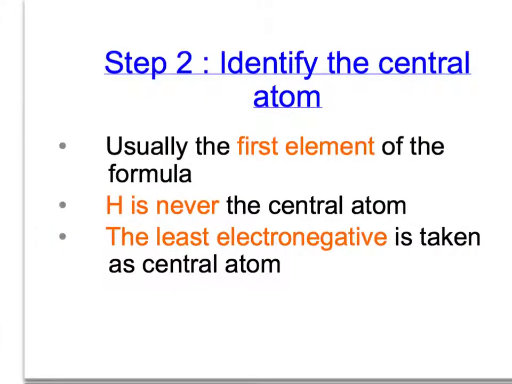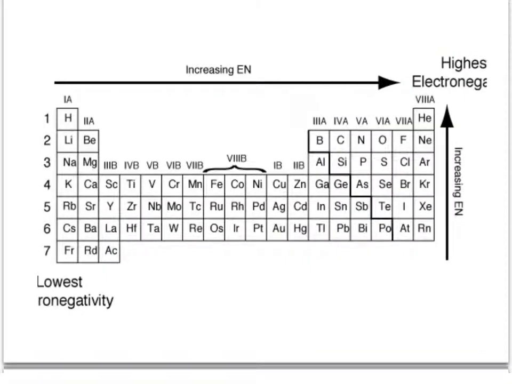Okay, now that we have the number of bonding and lone pairs of electrons, we need to identify which one of these elements of the compound plays the role of the central atom. It's usually the first element of the formula. Hydrogen is never the central atom, and if you have more than one element to pick, you have to look at which one is the least electronegative. So in our case, we have to pick between phosphorus and oxygen, and looking at the electronegativity trend, we can determine that phosphorus is the least electronegative compared to oxygen, so phosphorus is the central atom.